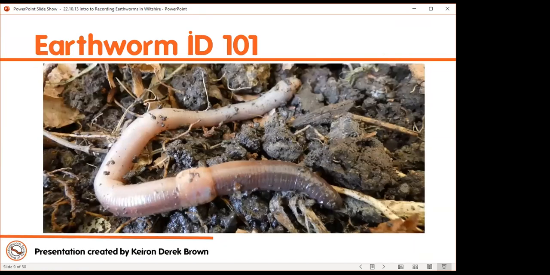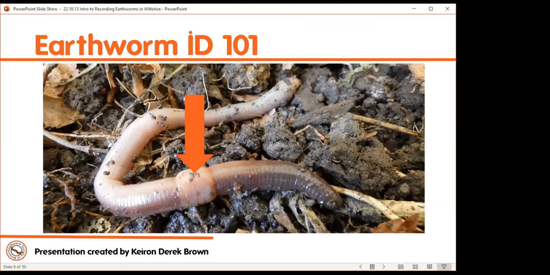First thing you need to know about earthworm ID is this feature here, the clitellum that Kerry mentioned, which is present in all annelids belonging to Clitellata. And this fleshy band is a feature that's used during earthworm mating. It's important for that. It's a glandular swelling. And the presence of it tells us two things.